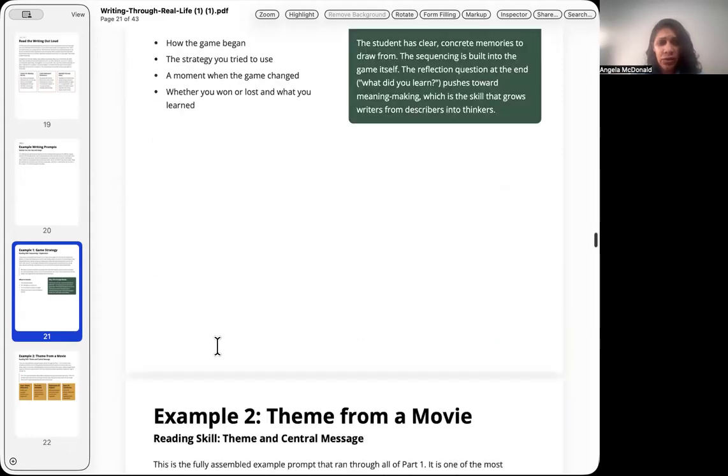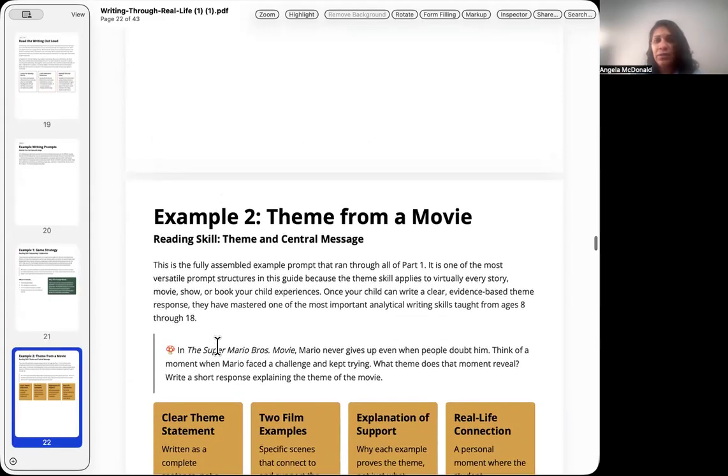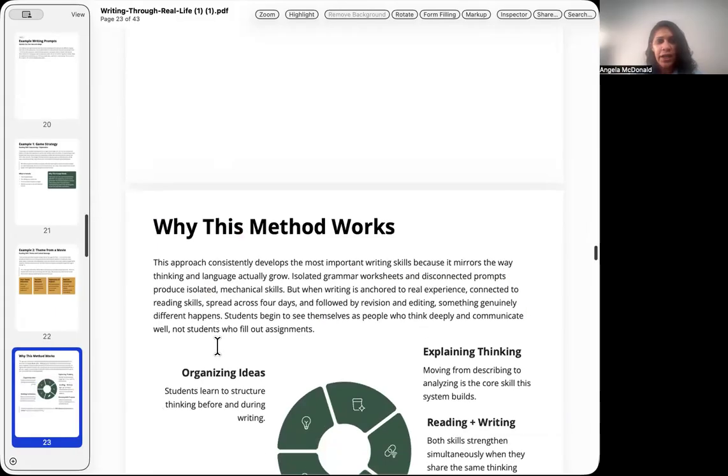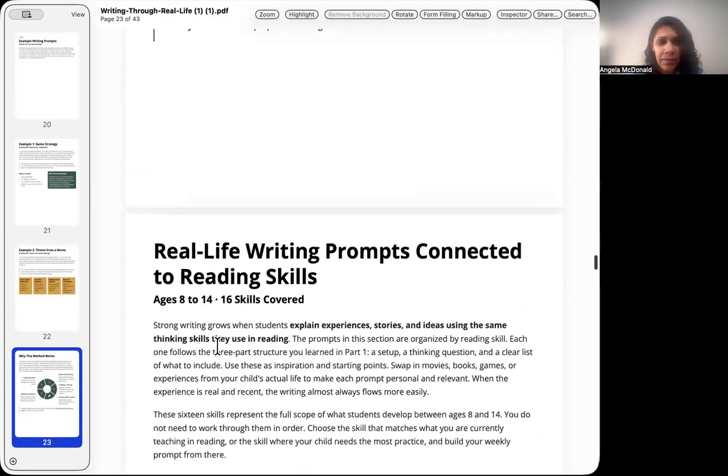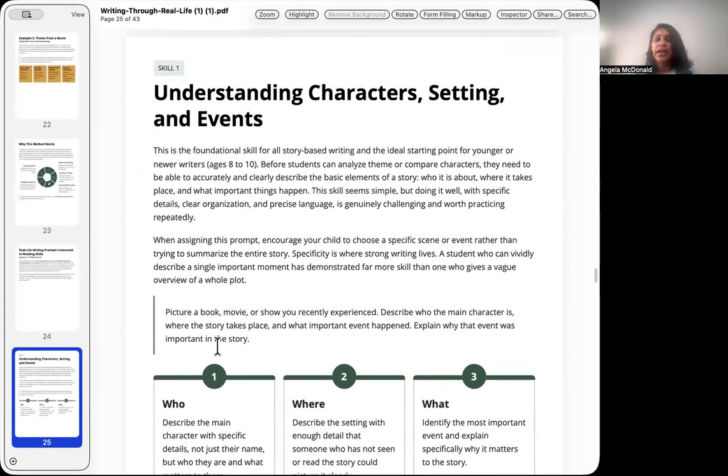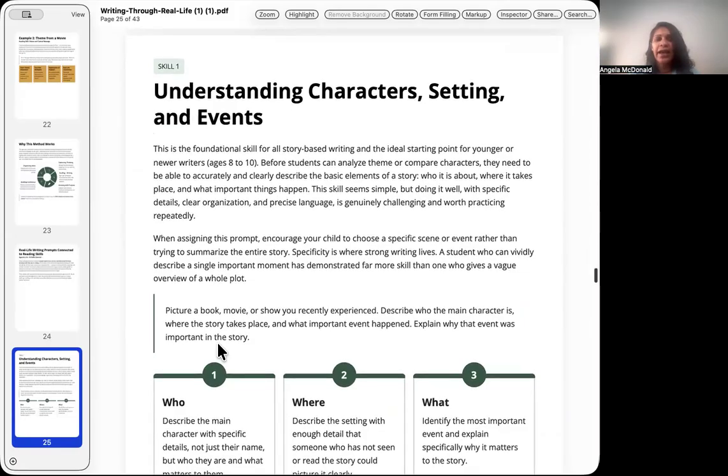So let's go through this. This is what theme would look like. I gave the whole process as an example through theme, so you'll be able to see that. But let me find it. Okay, understanding characters and setting events. If you're working on that, here's a simple prompt. You can just drop in whatever your movie or story is, and make it fit whatever you're doing. In this example, when assigning this prompt, encourage your child to choose a specific scene rather than trying to summarize. But this is the prompt.